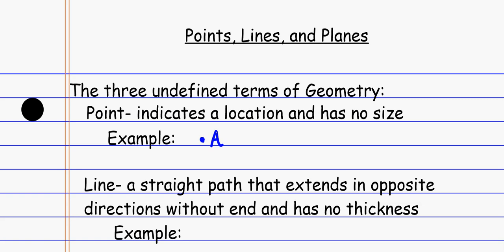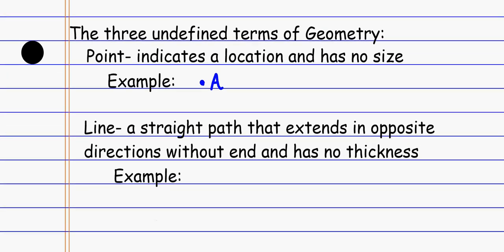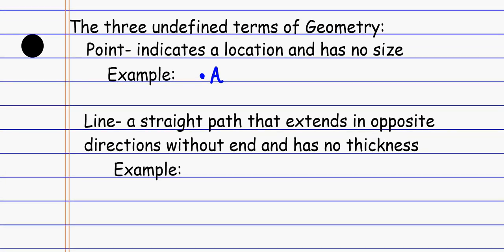The next one is a line. A line is a straight path that extends in opposite directions without end. And once again, it has no thickness. So technically, we can't draw an actual line. When we draw it, our line has some thickness because of the thickness of our pen or pencil, or in my case, this marker feature on my computer. It looks like this, a straight path, but in reality, it doesn't have the thickness that I've drawn it with.